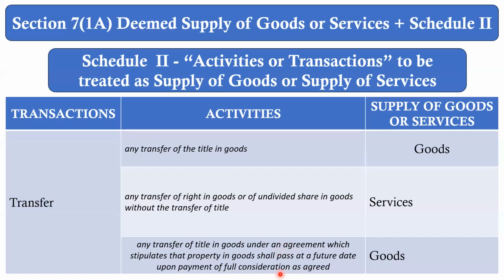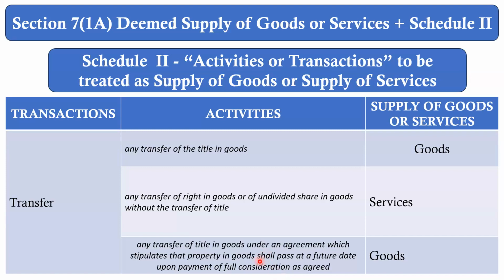Now, deemed supply of goods or services: we have to consider Schedule 2 for this, which is covered under Section 7, sub-section 1A. So what exactly does Schedule 2 define? Schedule 2 says it relates to those activities or transactions which are to be treated as supply of goods or supply of services. Basically, you are supposed to identify it. Okay, so we will just cover the first part of it.